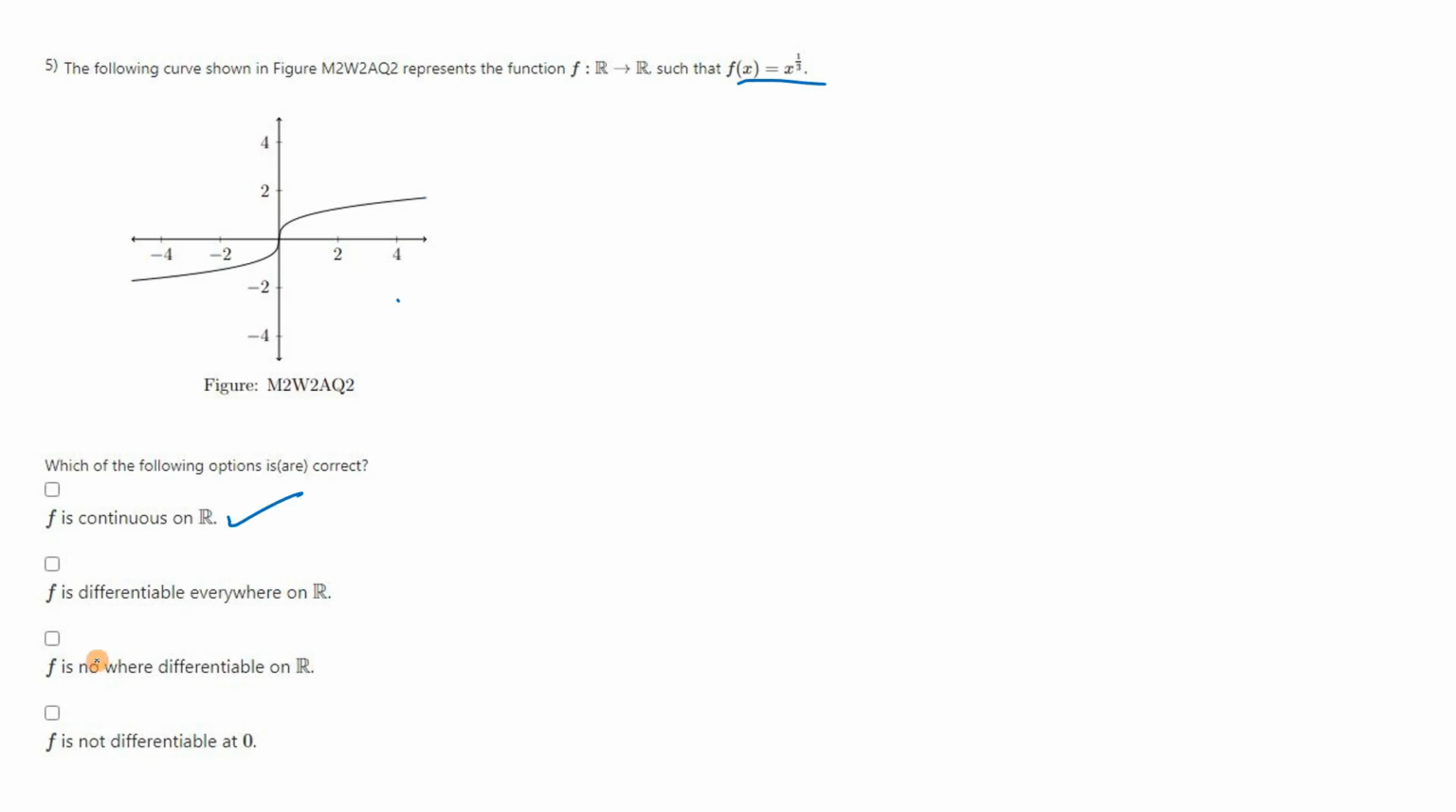So from the first glance we can say that, but observe at 0. What is happening at 0? We have the function value something like this, right? The tangent will be perpendicular to the x-axis, right? So this cannot be done. So it is not differentiable at 0, but at every other point the function is differentiable, right? So this option is wrong, this option is also wrong.